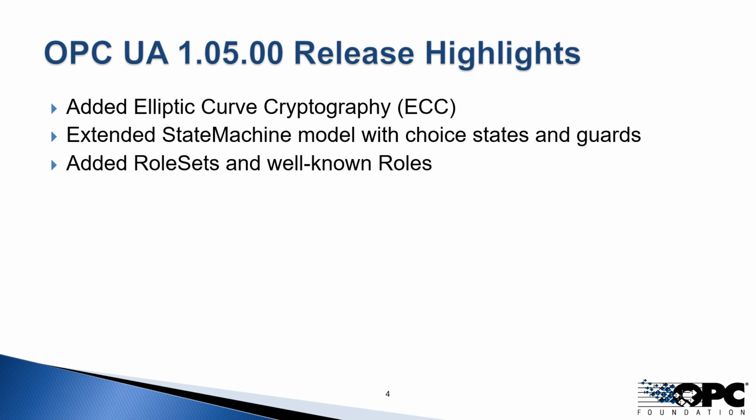1.05.00, where we added the elliptic curve cryptography capability to the standard to make a more efficient way to do the cryptography than the classic RSA that we've supported since the beginning. We also extended the state machine model to enhance that with choice states and guards. And we did work on our OPC UA role spec, and we've added role sets and well-known roles to enhance the standard way of dealing with roles and permissions in OPC UA.